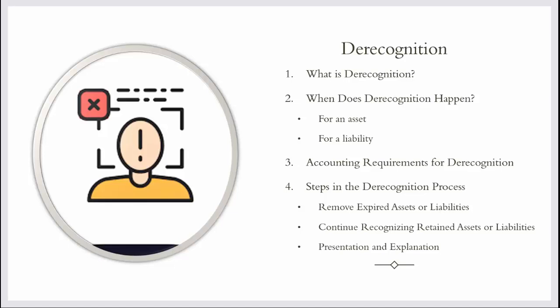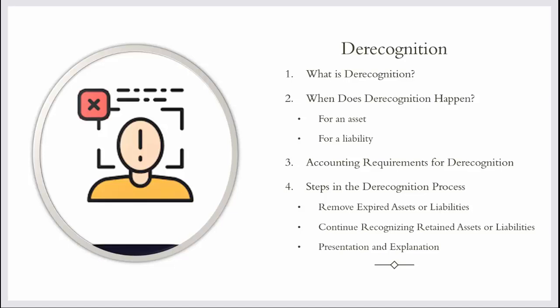Accounting requirements for derecognition. The goal is to accurately show any assets and liabilities the company still holds after the transaction, and how the transaction has changed the company's assets and liabilities. Steps in the derecognition process. Remove expired assets or liabilities. Derecognize any assets or liabilities that are no longer valid and record any resulting income or expenses. For instance, if a company pays off a loan, it should remove that liability from its financial statements.